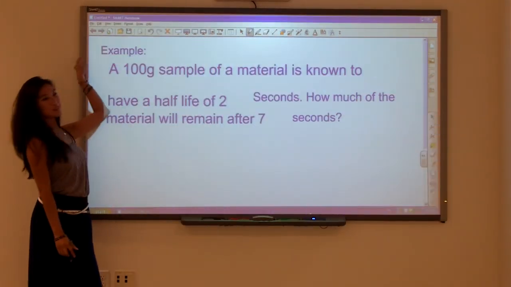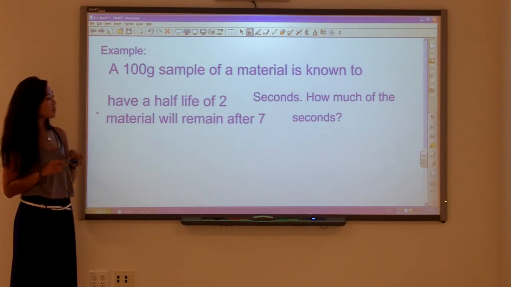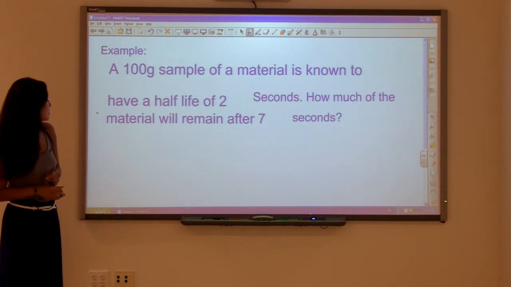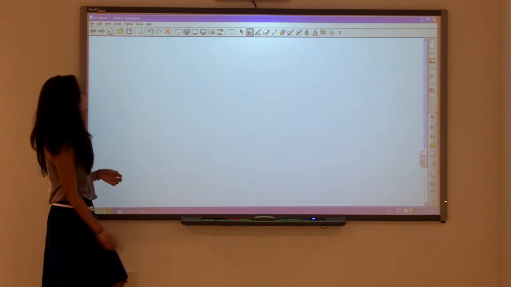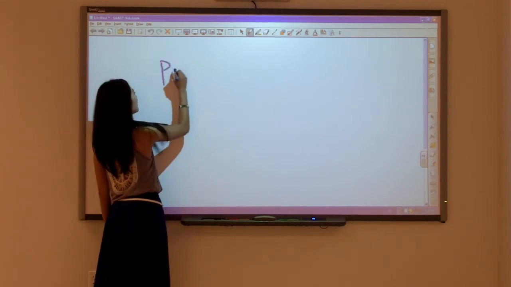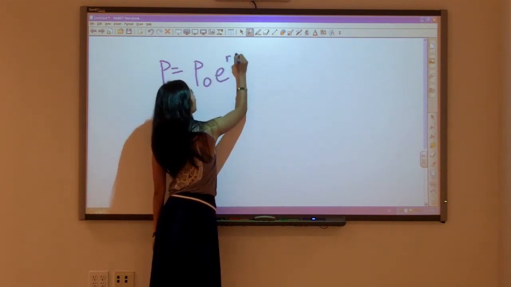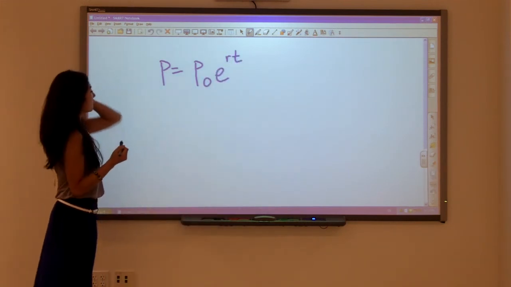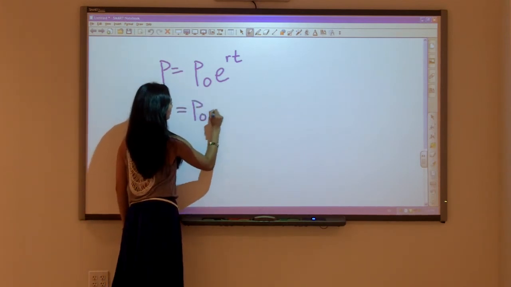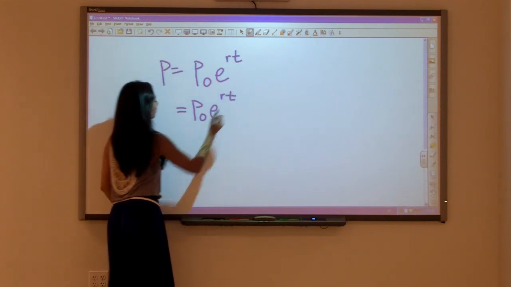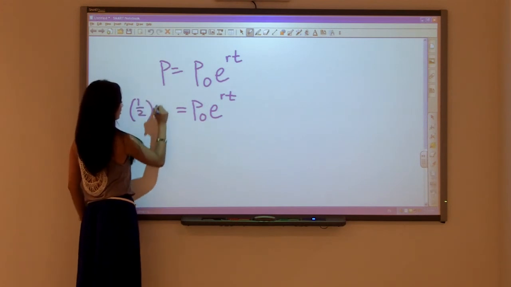Hi, so today we are going to solve this problem right here. It says a 100-gram sample of a material is known to have a half-life of 2 seconds. How much of the material will remain after 7 seconds? So, before we learn the equation, A is equal to P naught e to the RT. For a half-life equation, we know that our final amount will be half of the initial.